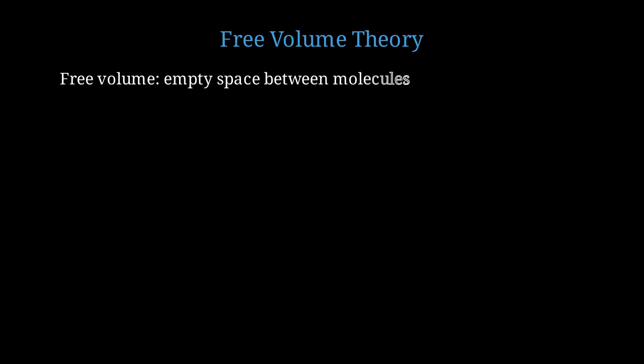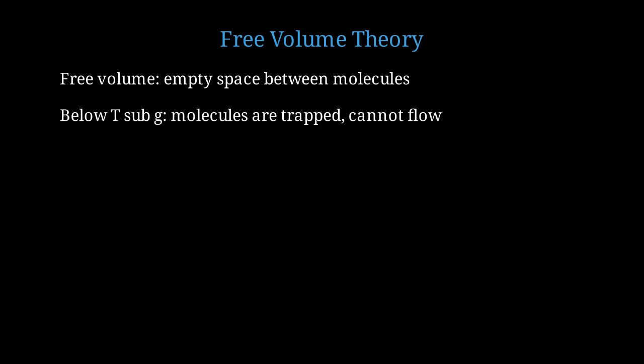The glass transition can be understood through free volume theory, a concept from polymer physics that applies beautifully to sugar systems. Free volume refers to the empty space between molecules. Above T_G, there's enough free volume for molecules to move and flow. Below T_G, molecules are packed tightly with minimal free volume. They're essentially trapped in place, giving the material its glassy, rigid character.